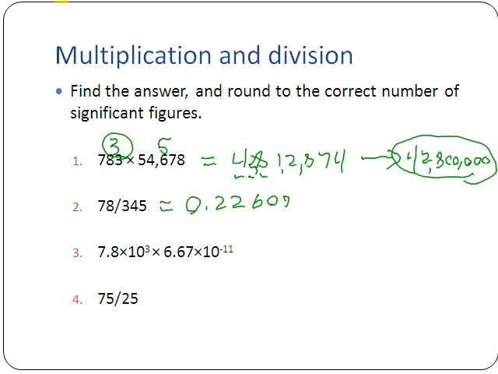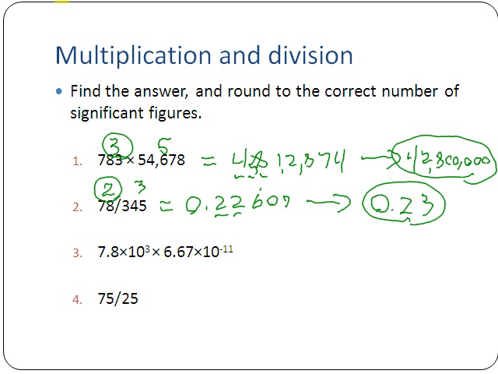Now, to round this properly, we have to look at our two things here. 78 has 2 significant figures. 345 has 3 significant figures. Which one has the fewest? 2 is fewer. And so the 2 and the 2 are going to be significant. The 6 afterwards is going to round up. And so we're going to end up making this 0.23, which is our final answer for that right there.